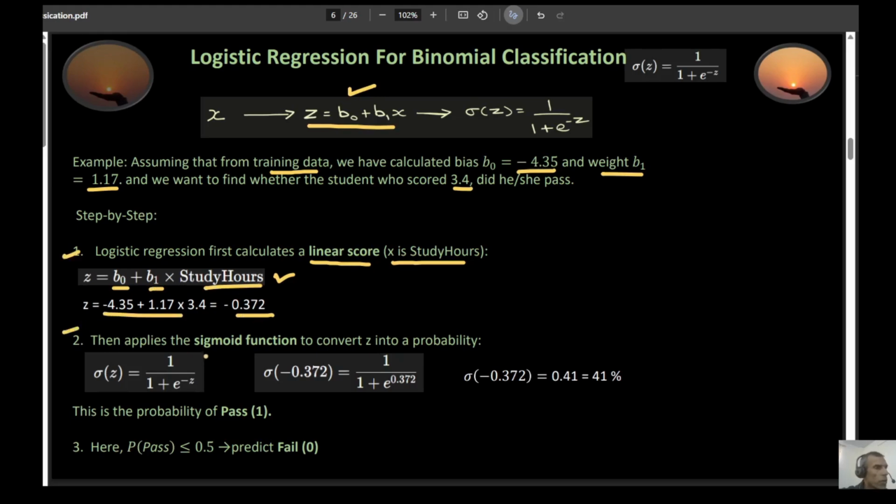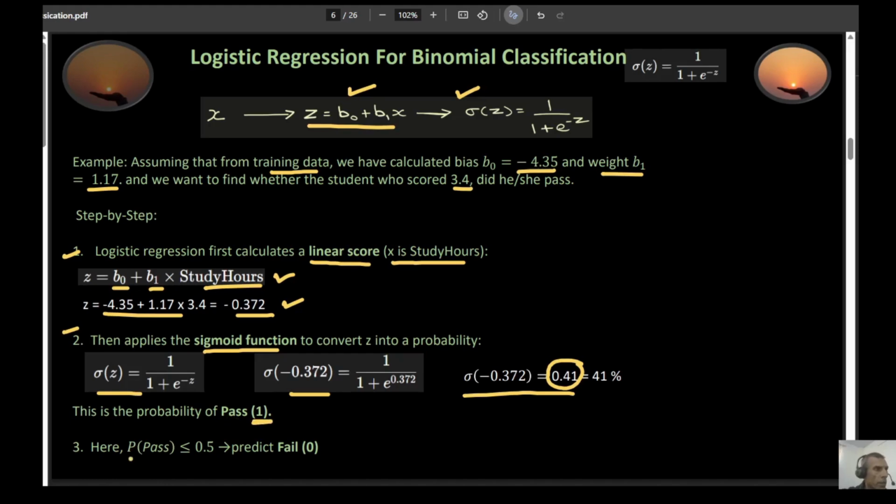Step two, now you apply your sigmoid function. I'm doing this step right now. This is my sigmoid function. It converts this number into a probability. Apply my formula over here, and the answer comes out to be 0.41, 41%. This is the probability of the student being in class 1, category 1. In other words, this is the probability that he's going to pass the exam.